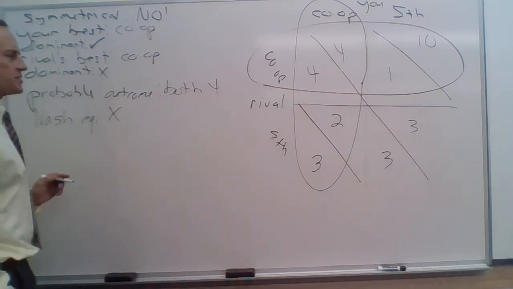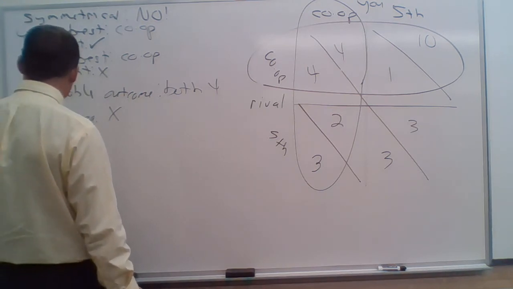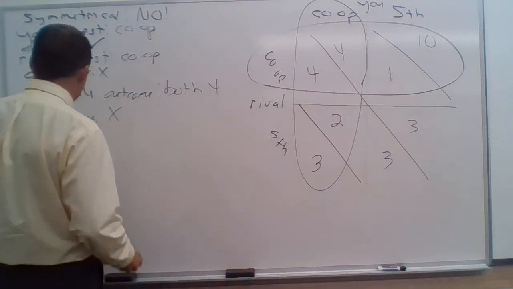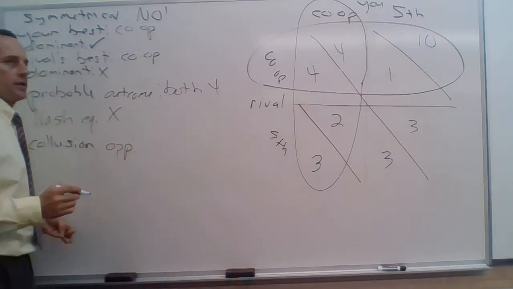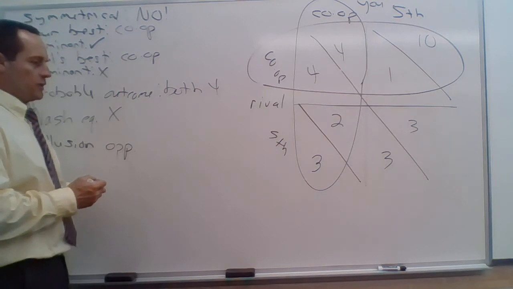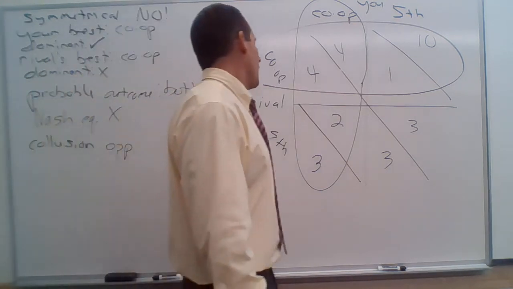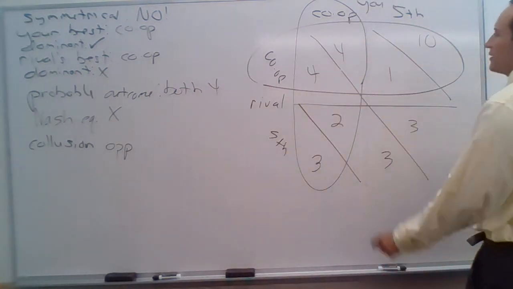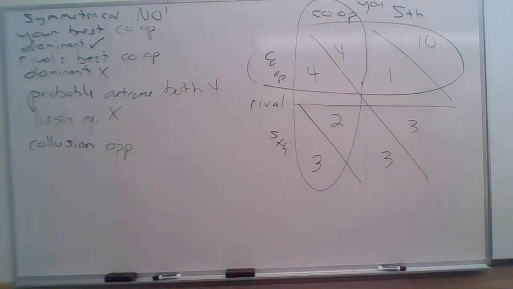All right. The final test is this. Is there a collusion opportunity? A collusion opportunity improves payoffs to both parties. Okay. So we look at this right here. We have 4 and 4. For this matrix, we have 2 collusion opportunities.